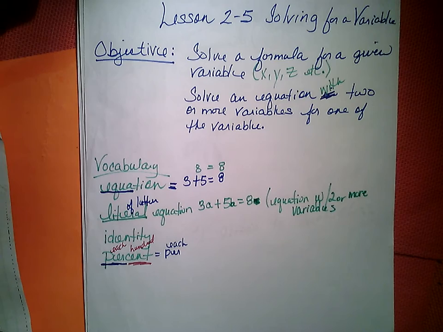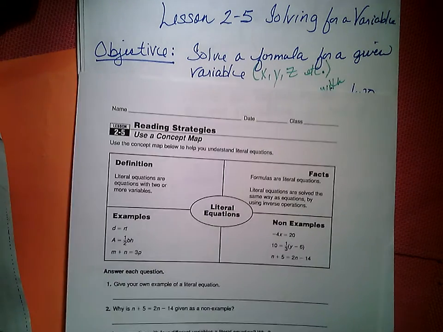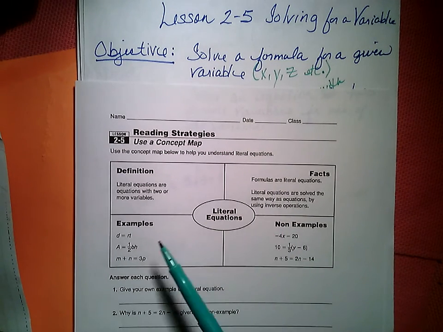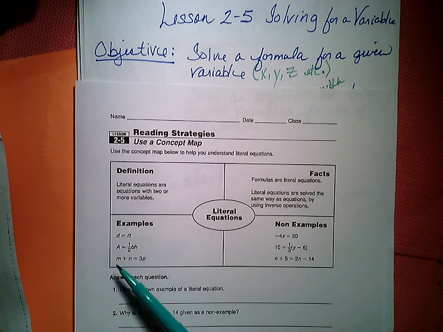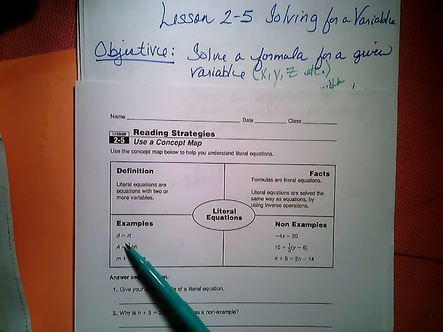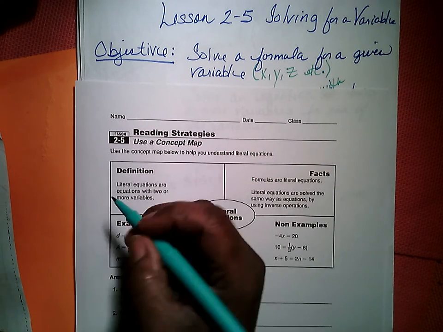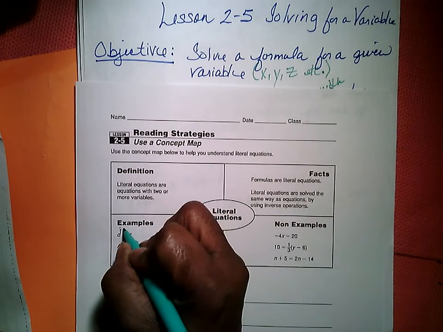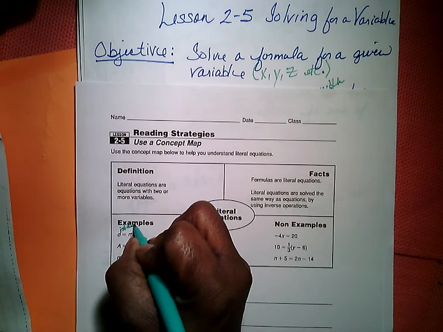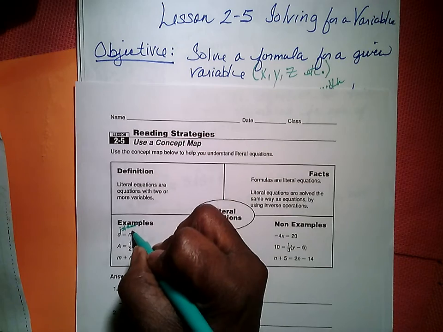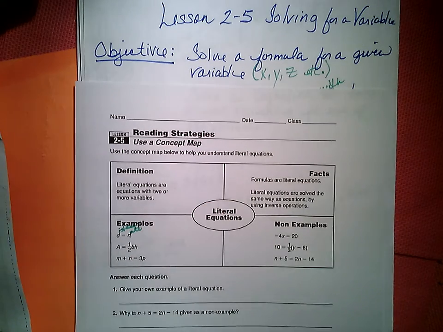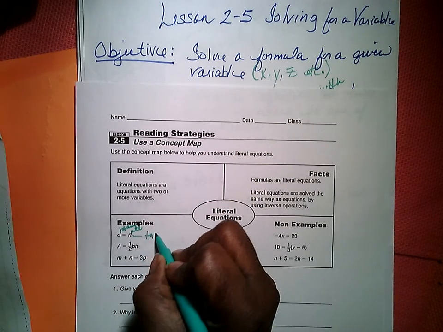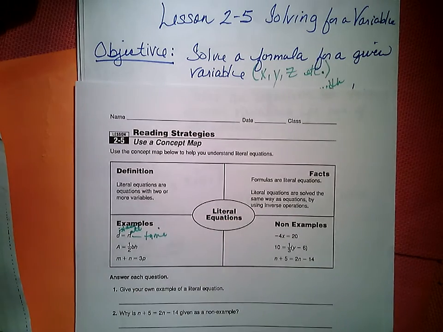All right, next we have, as we're looking at this, it says an example. So an example would be distance equals rate times time. So we know the D means distance. So how far are you going to go? Rate is how fast you're going to go. And time means how much time is it going to take you.